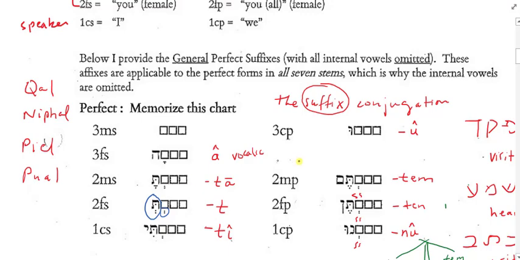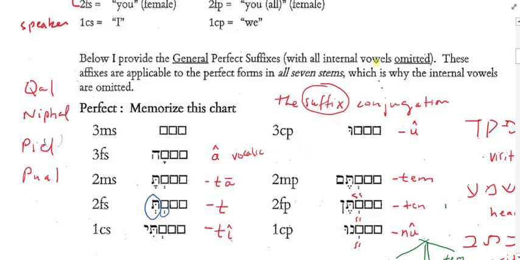These personal endings will apply to the perfect conjugation of all 7 stems. The qal stem has a perfect conjugation. The nifal stem has a perfect conjugation. The piel and pual have perfect conjugations. It doesn't matter which stem we're dealing with. All of them use the same endings here, okay? So once you learn this for the qal, guess what? You've learned the endings for all the other 6 stems too, okay?